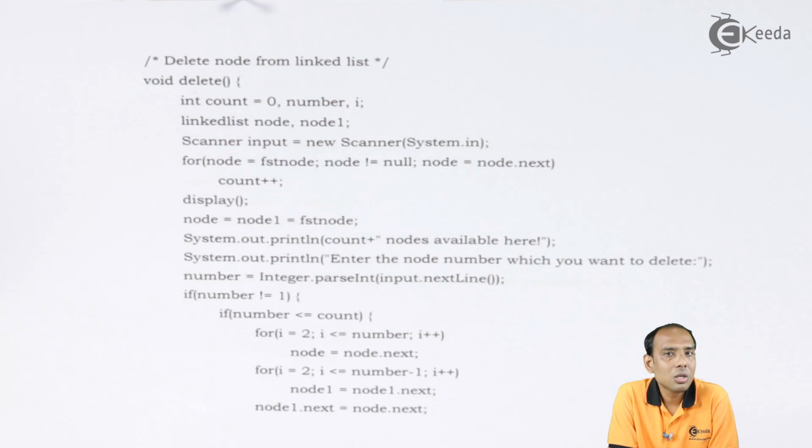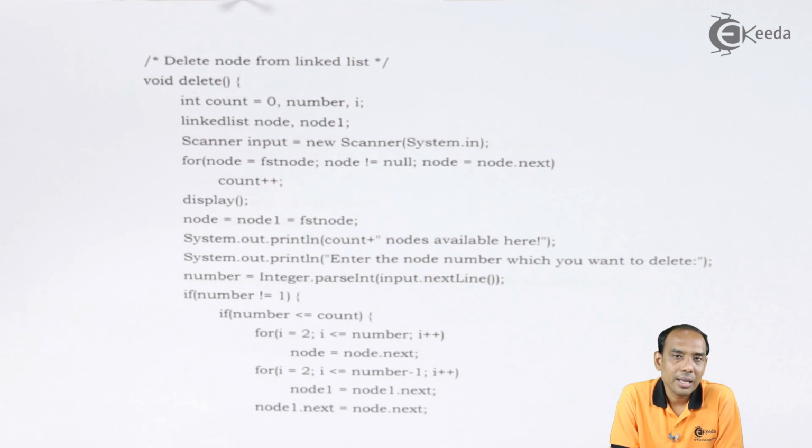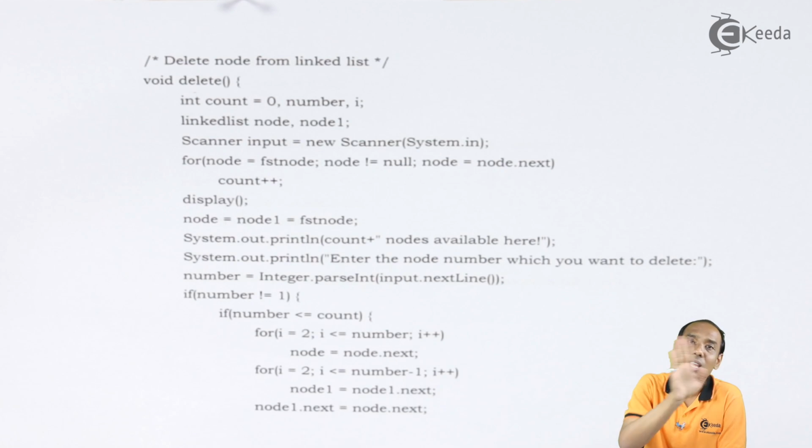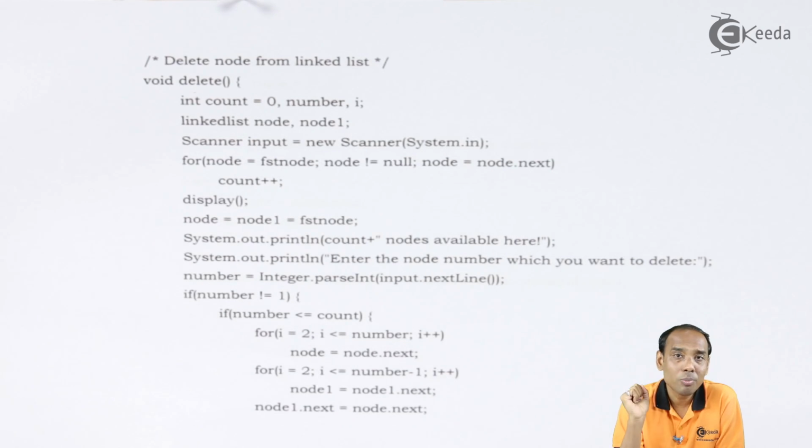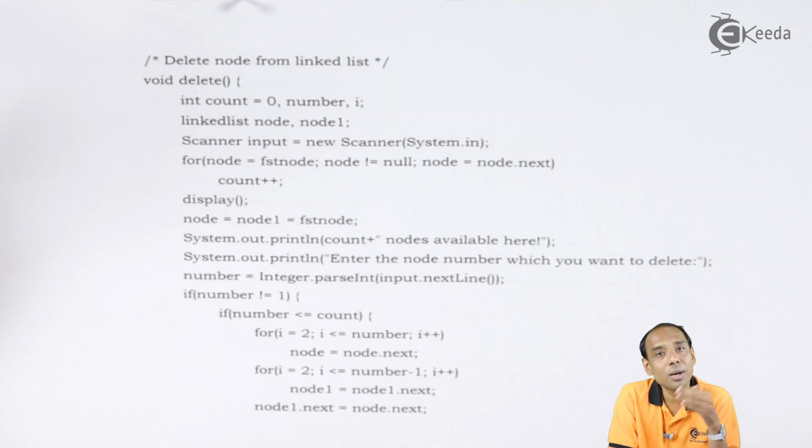Then I will be checking for the various conditions. What are the conditions I'm going to check? Whether the node which the user wants to delete is the first node. The next condition is that the user wants to delete the node which is at the last, that is the last node. And the third condition is that it can be between the first node and the last node, that is, at a random position. So I need to get that particular position also, and based on these conditions I will be deleting.